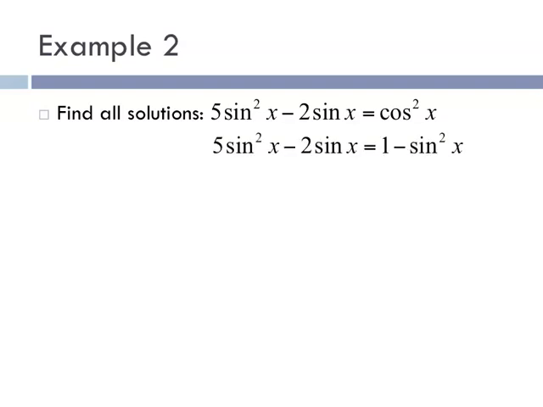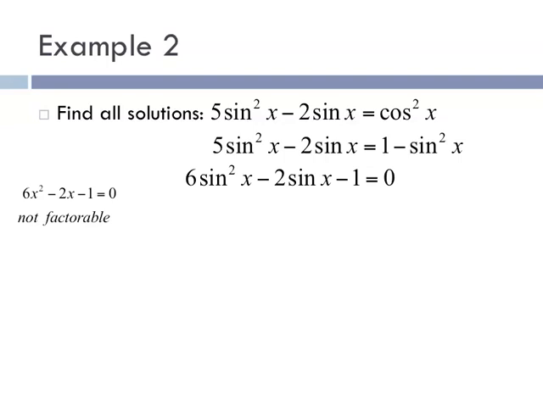And now let's try to move everything over to one side and combine like terms. So add the sine squared over to the left. That gives us 6 sine squared of x minus 2 sine of x, and then we subtract the 1 over as well. And now we can write that as 6x squared minus 2x minus 1 equals 0, if that's helpful, and see if we can factor it. Okay, now for this, it's not factorable. So what do you do when it's not factorable and you're working with a quadratic?